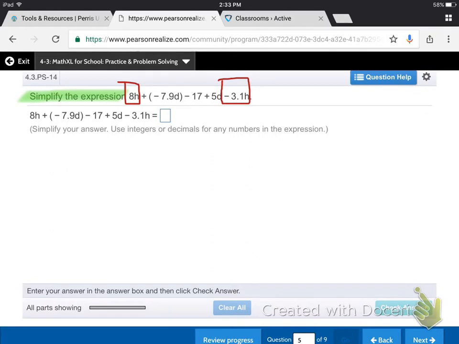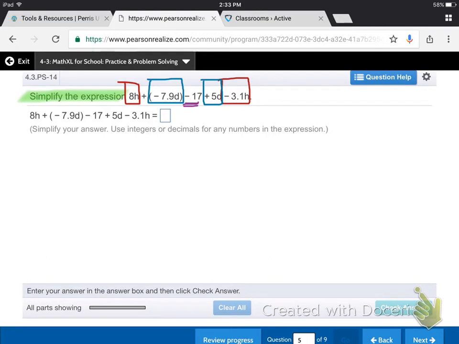Okay, now let's take a second color and we'll look for our D terms. There's negative 7.9D and positive 5D. And then we have one last term. Let's make it a different color even, like purple. And that's negative 17. Can you see that?